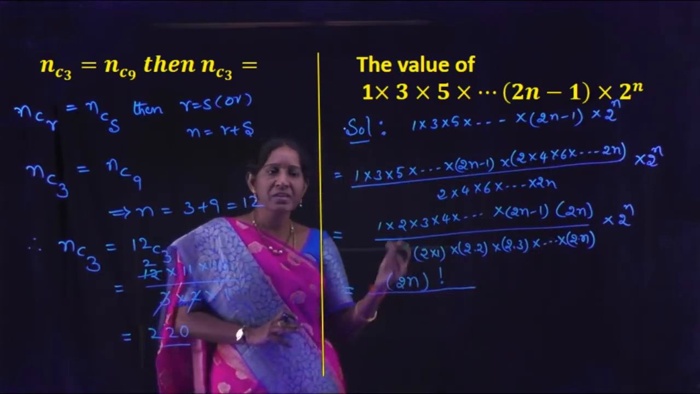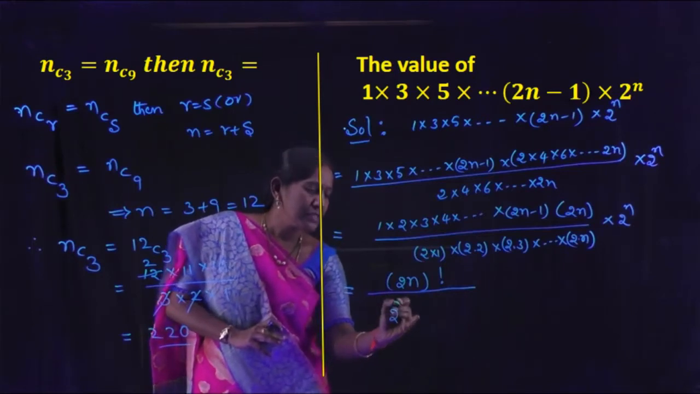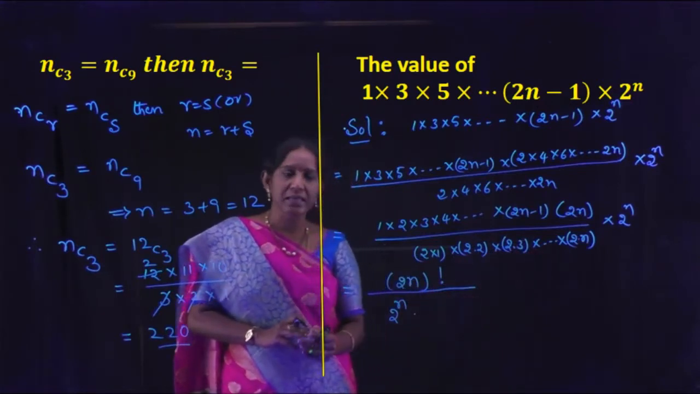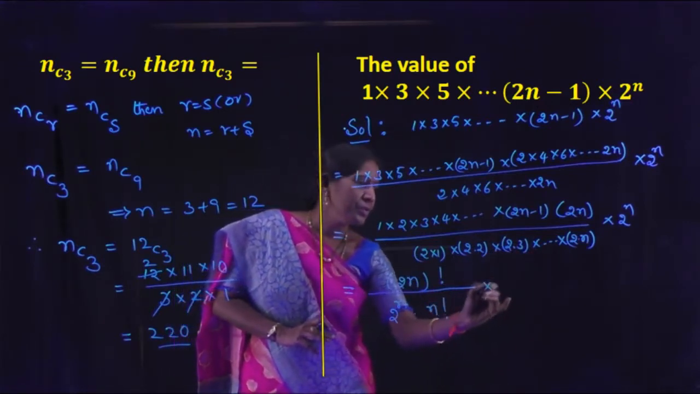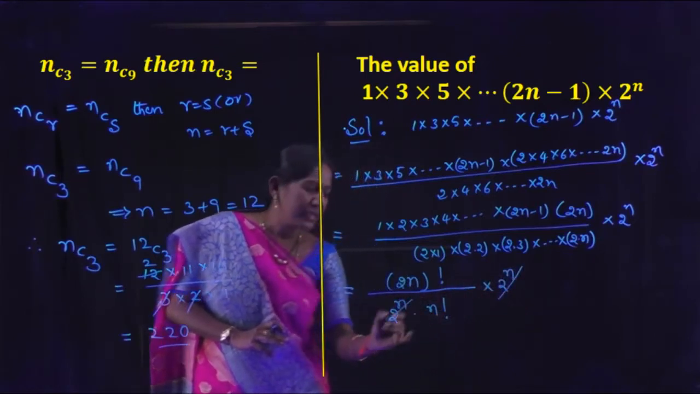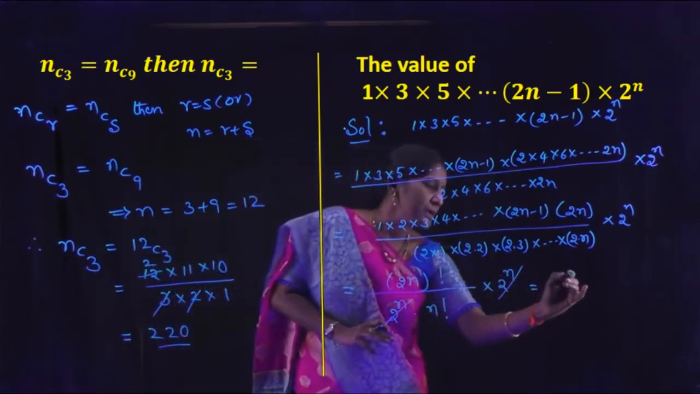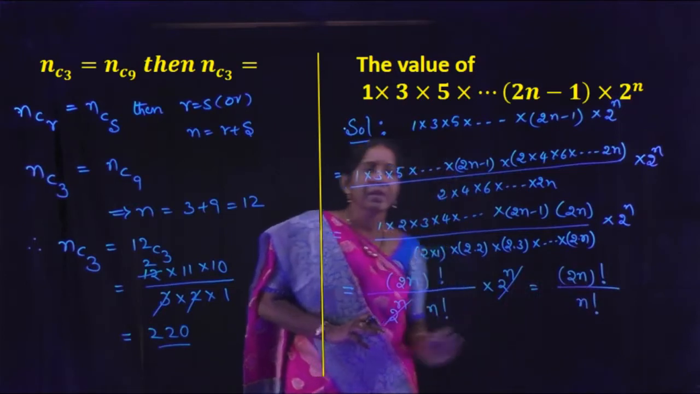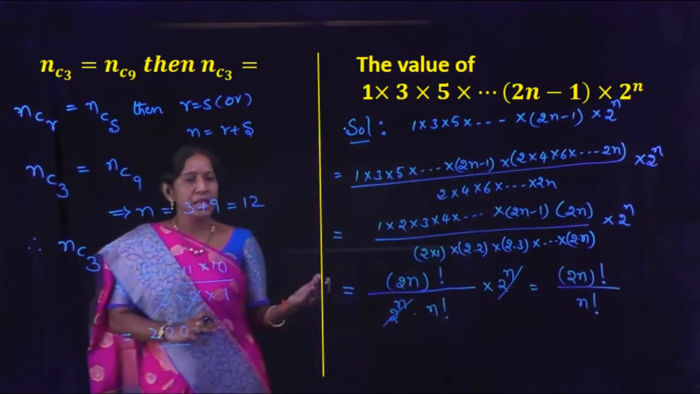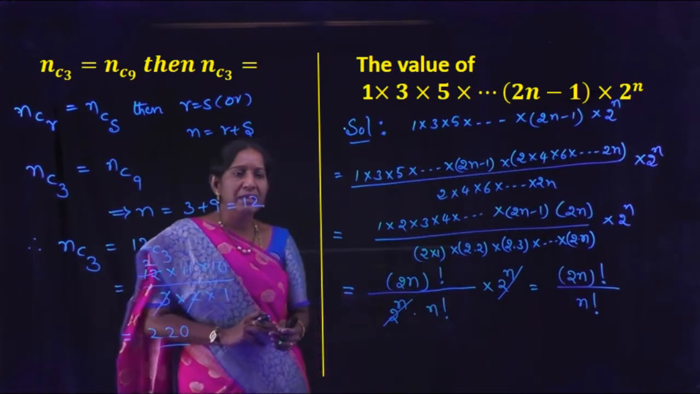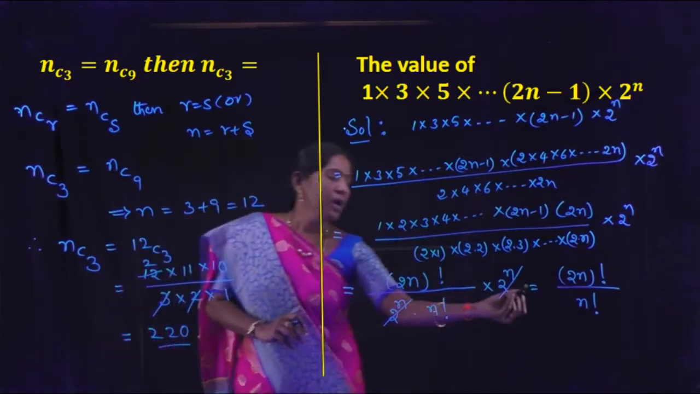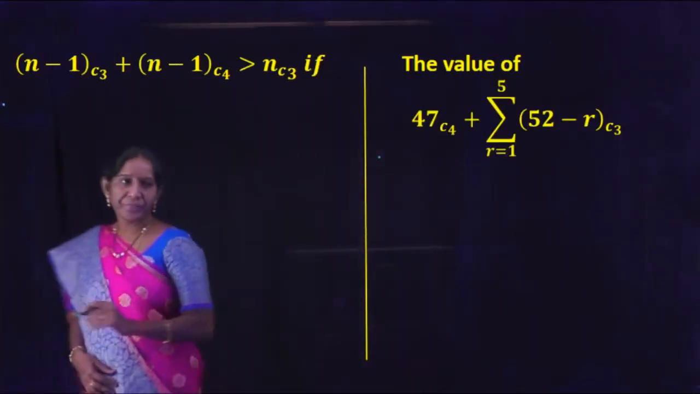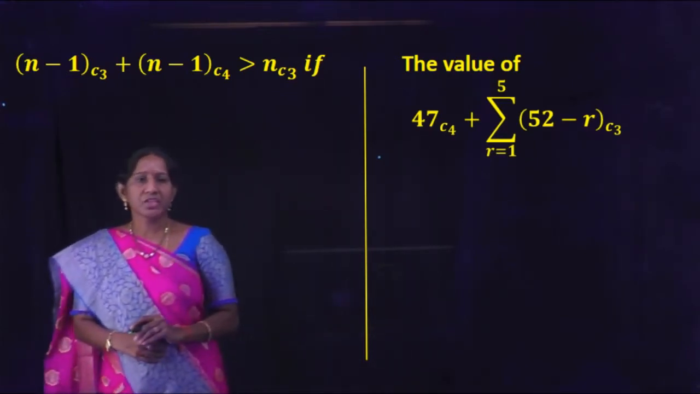That means obviously 2 is there n times, then that is 2 to the power n into 1 into 2 into 3 and so on n, that is n factorial into 2 to the power n. This 2 to the power n gets cancelled, then the remaining part is 2n factorial by n factorial. Therefore, 1 into 3 into 5 and so on, 2n minus 1, into 2 to the power n, is 2n factorial by n factorial. Come to the next problem.